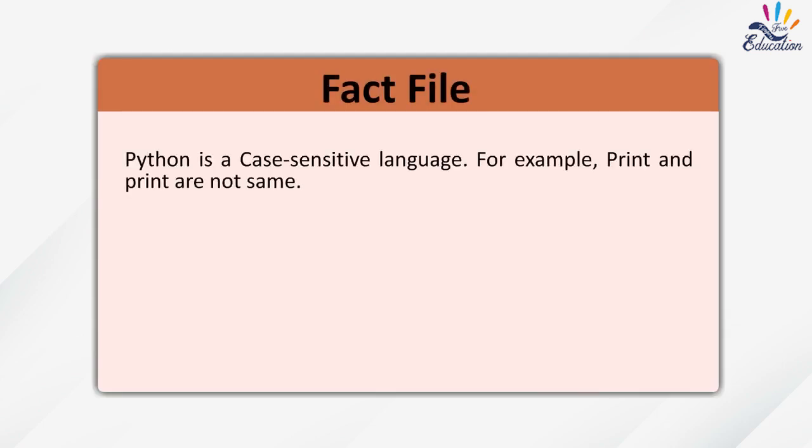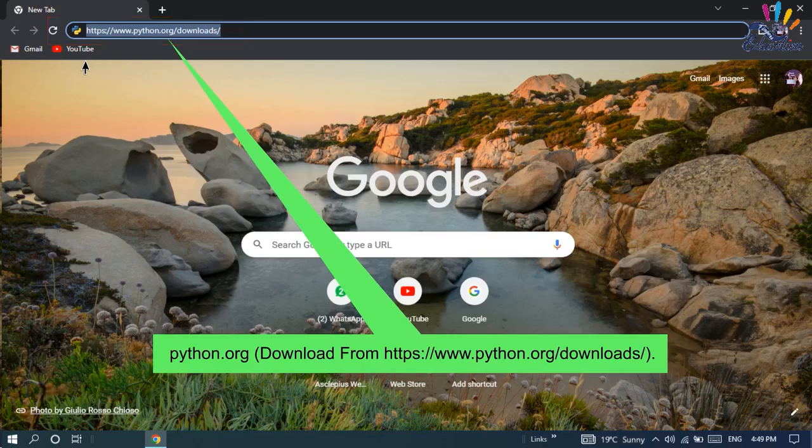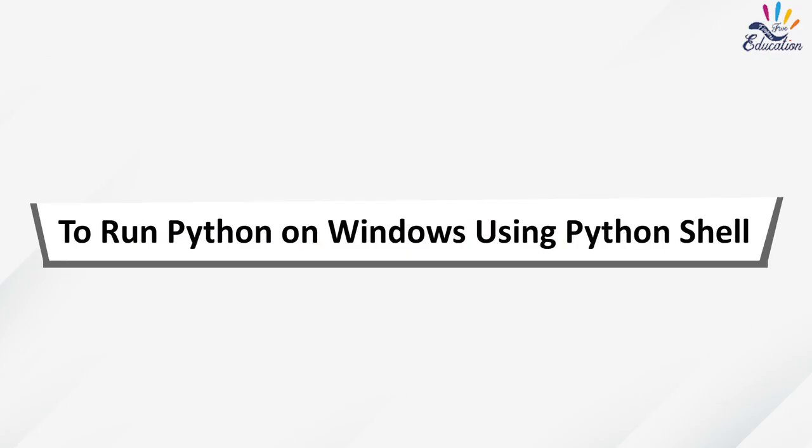Fact file. Python is a case-sensitive language. For example, Print and print are not the same. Downloading Python. The Python interpreter is free and downloads are available for all major platforms: Windows, Mac OS, and Linux, in the form of source and binary. You can download it from the Python website, python.org. Download from https://www.python.org/downloads.